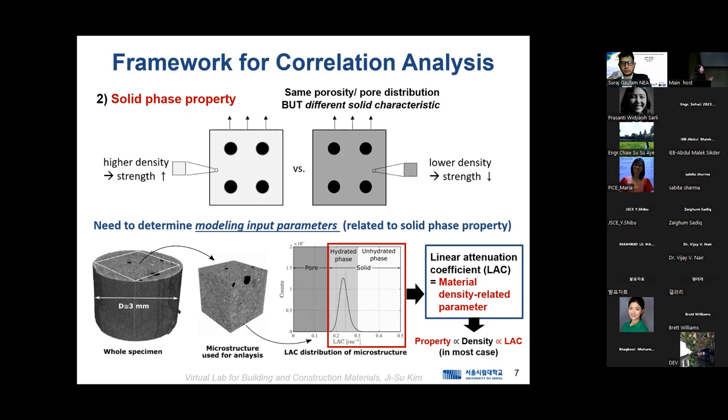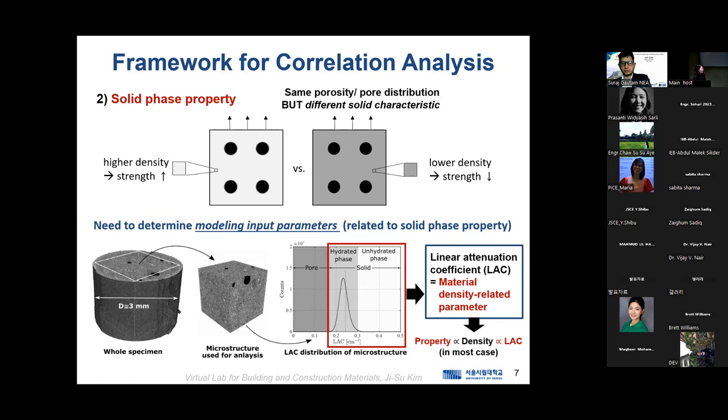And the right side specimen has lower density solid bases inside the specimen, then obviously the response of the material differs. So based on this concept, we can characterize the solid base properties, which can relate to the modeling input parameters. In the micro CT image, we can generally obtain the grayscale data of the spatial distribution of the microstructure.